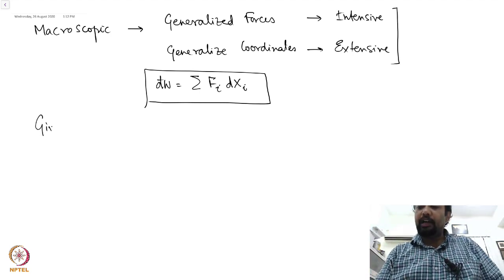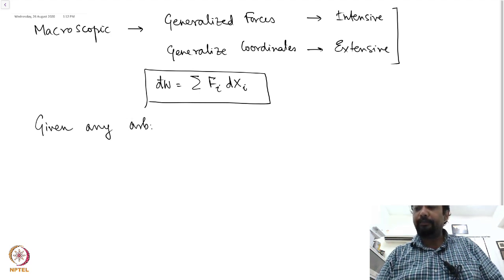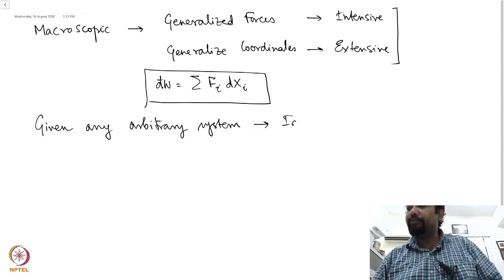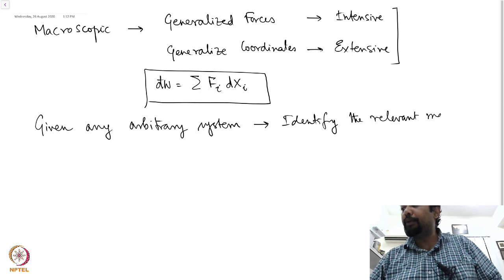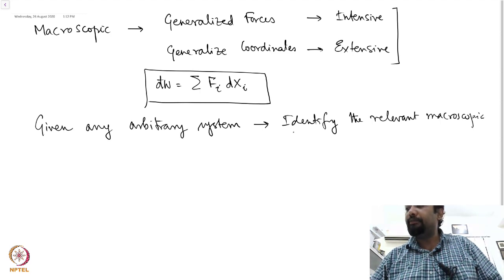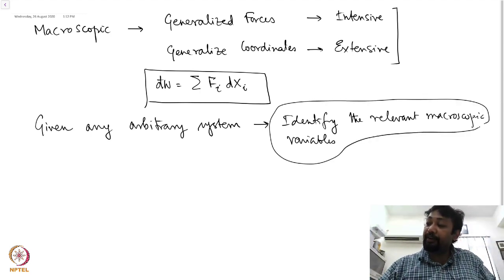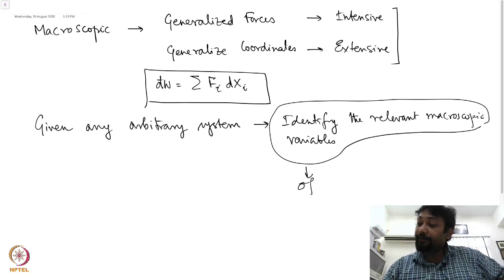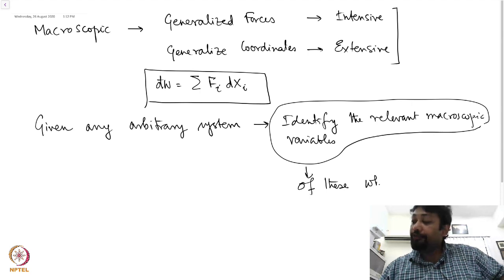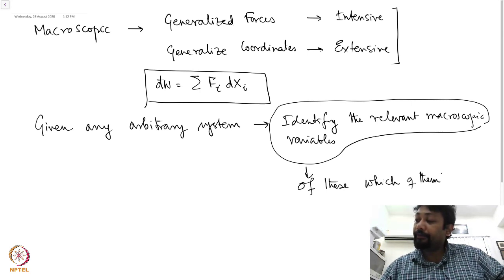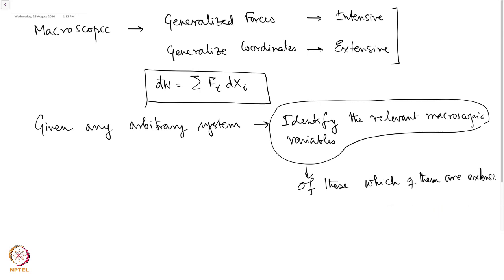So, given any arbitrary system, the first task is to identify the relevant macroscopic variables. And once you have identified these relevant macroscopic variables, you can easily figure out which of them are extensive and which of them are intensive.